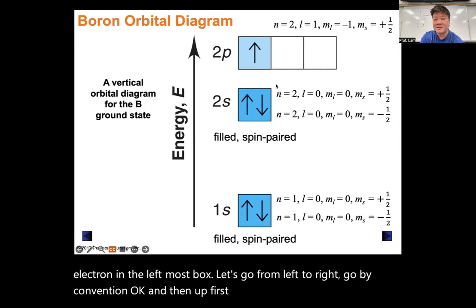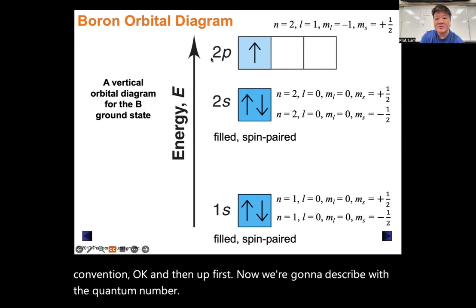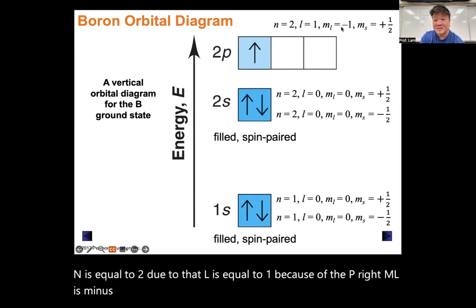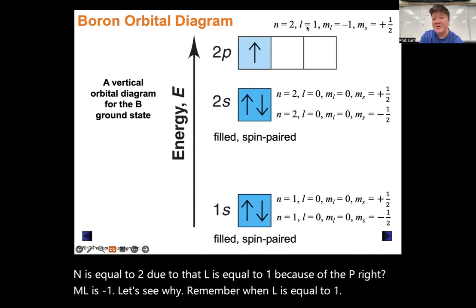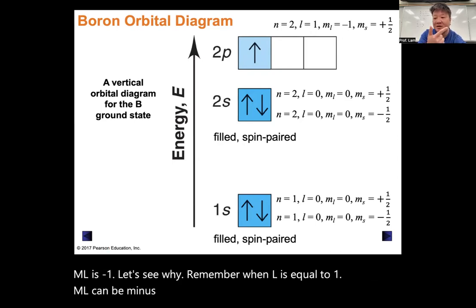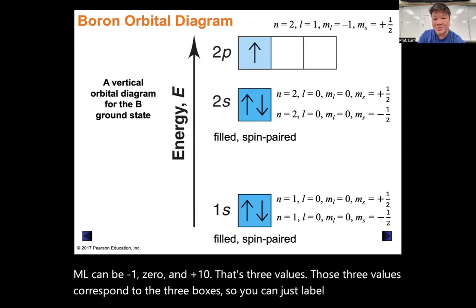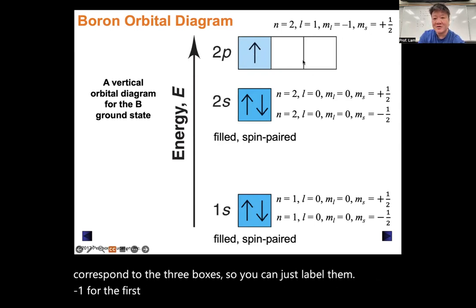Now we're going to describe with the quantum numbers. N is equal to 2 due to that. L is equal to 1 because of the p, right? ML is minus 1. Ooh, let's see why. Remember, when L is equal to 1, ML can be minus 1, 0, and plus 1. Oh, that's 3 values. Those 3 values correspond to the 3 boxes. So you can just label them minus 1 for the first box, 0 for the second box, and plus 1 for the third box.